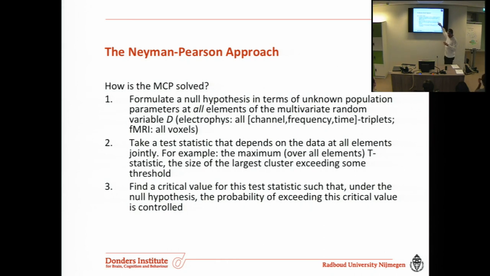So you take some test statistic, which you think is sensitive to the pattern in which you are interested. And now for that test statistic, you find the critical value such that under the null hypothesis, the probability of exceeding this critical value is controlled. Basically, it's just the same as in the scalar case, except that we have blown it up. The null hypothesis is more unwieldy. It pertains to high-dimensional expected values in high-dimensional data structures. The test statistic is more complicated because it has to integrate or combine information across the many different elements in these high-dimensional data structures. And, of course, you need some way to find that critical value.